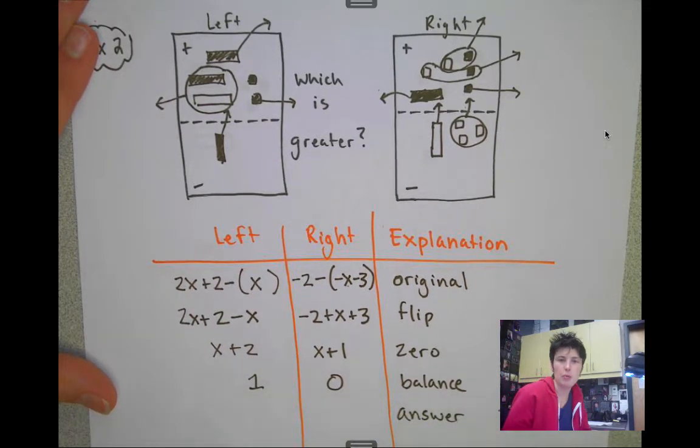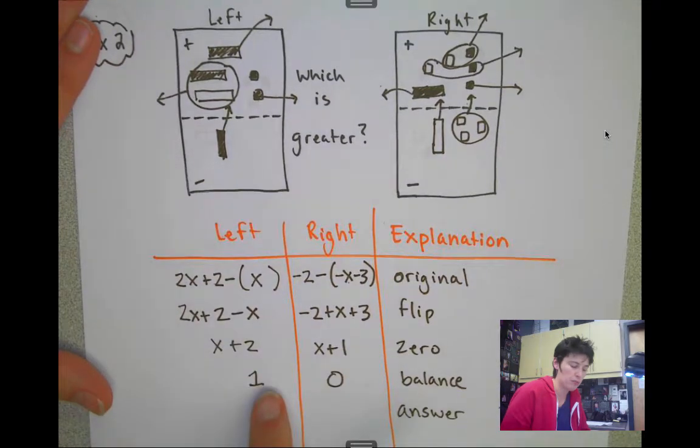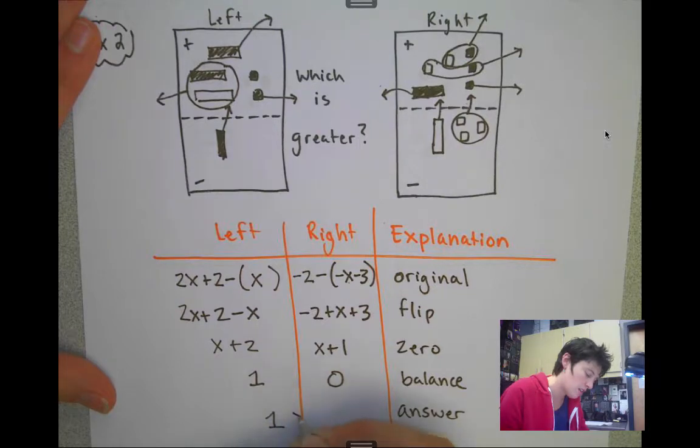Which is greater? Well, which is greater between these two? Which is greater, 1 or 0? 1. So 1 is greater than 0. And that's my answer.